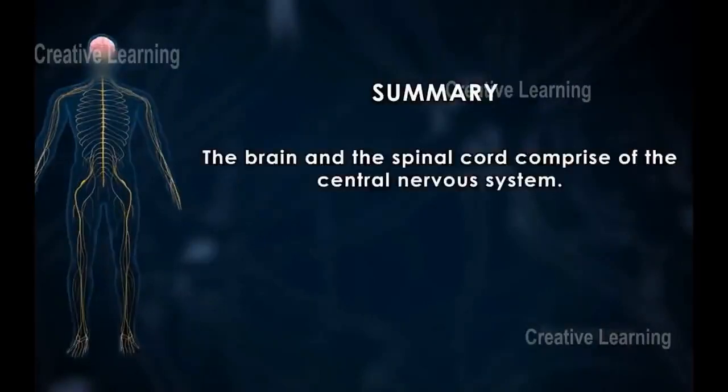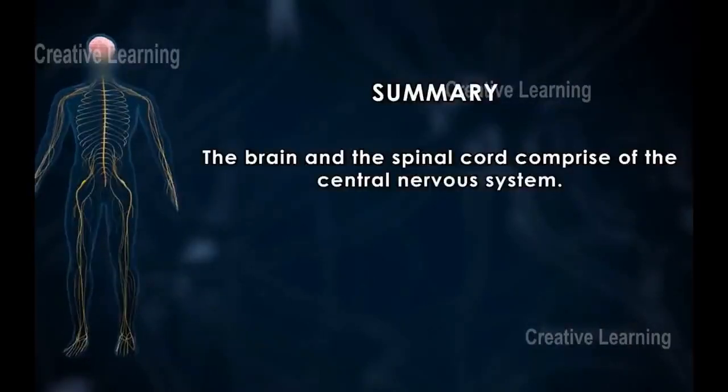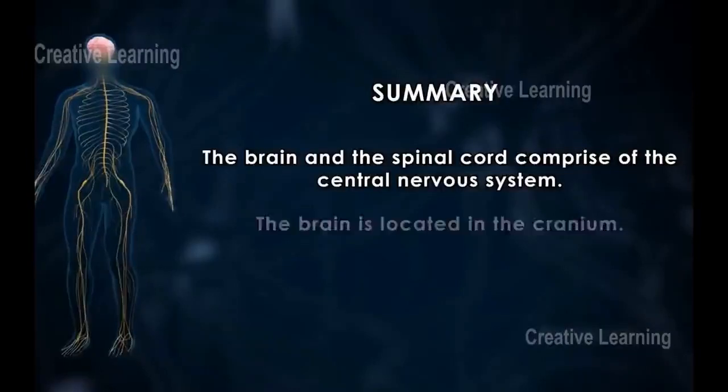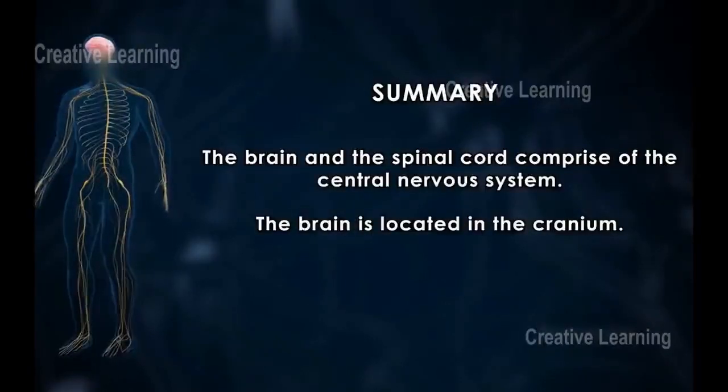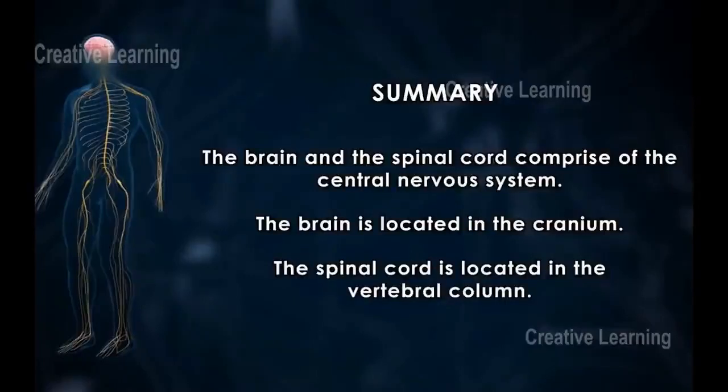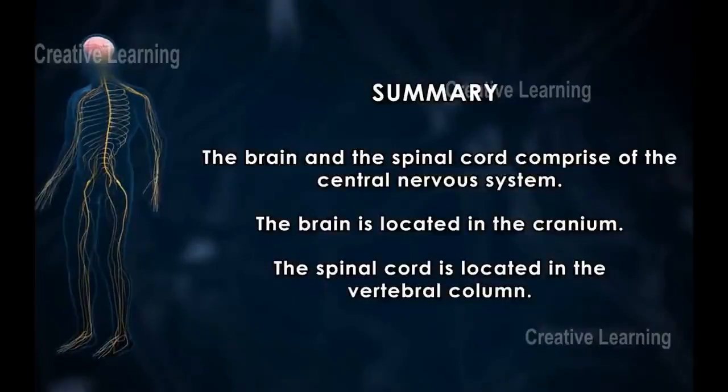Summary. The brain and the spinal cord comprise the central nervous system. The brain is located in the cranium. The spinal cord is located in the vertebral column.